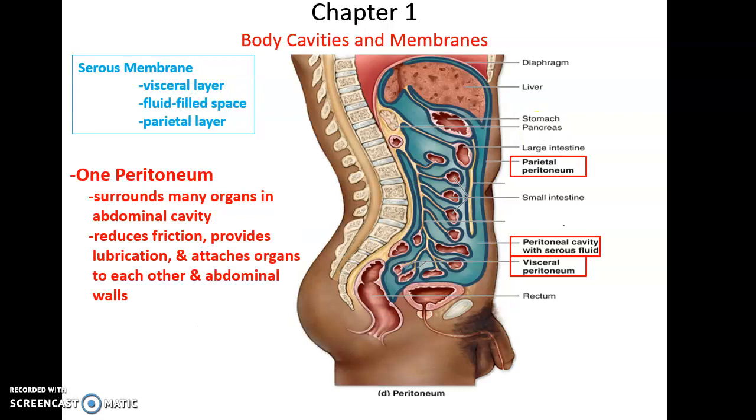And then the 4th serous membrane is the peritoneum. Peritoneum is an extremely large membrane found in the abdominal cavity. It surrounds many, but not all, organs in the abdominal cavity.